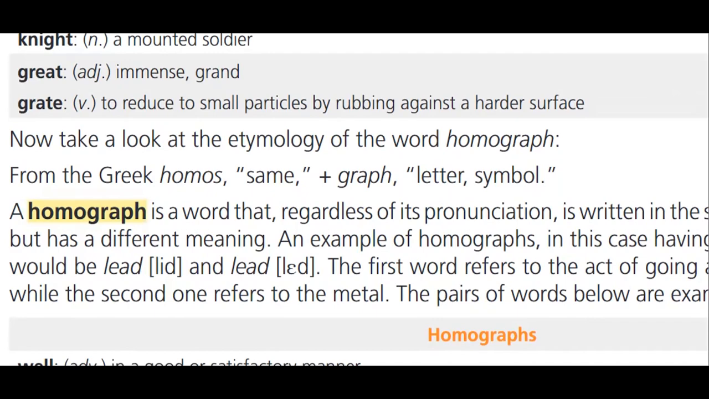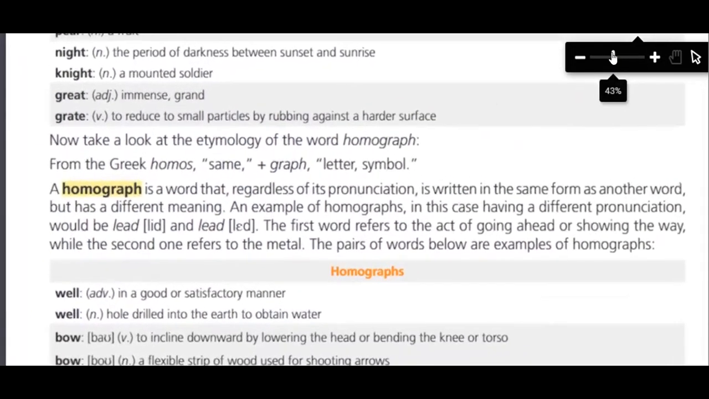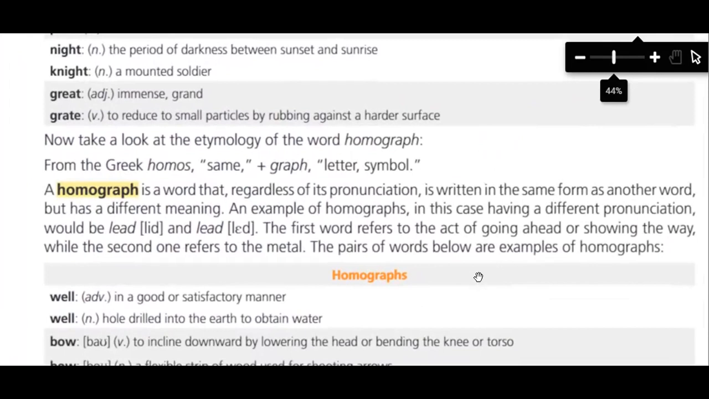So then we have the other subcategory, that is homographs. A homograph is a word that, regardless of its pronunciation, meaning the pronunciation is not important here. What you really have to pay attention to is that these words are written in the same form. So they look identical, but they may or may not be pronounced the same. No matter how the pronunciation is, if they are written in the same way with the same spelling, they belong to the category of homographs.